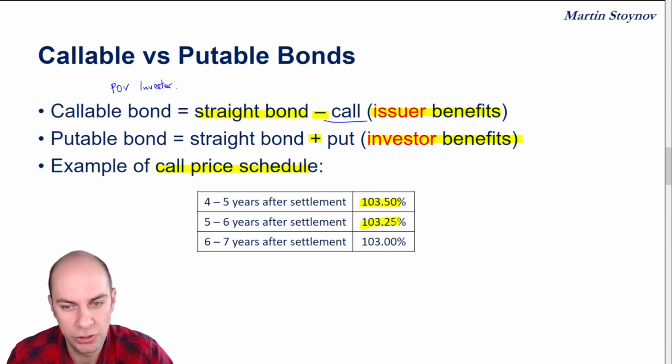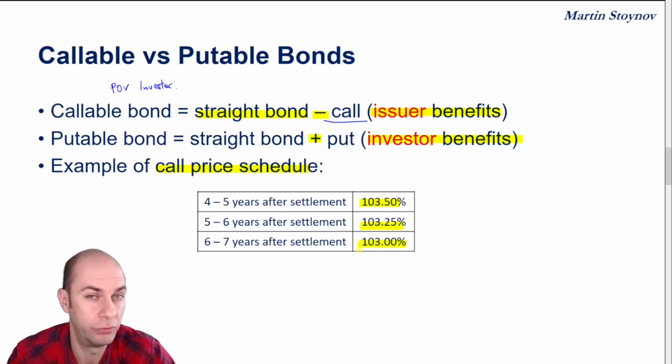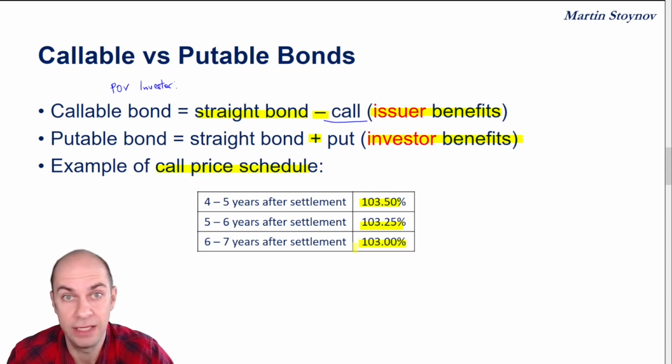And notice how the call schedule declines as we move towards maturity, right? Because at maturity, remember, we will have to repay the face value of the bond, which is 100%.